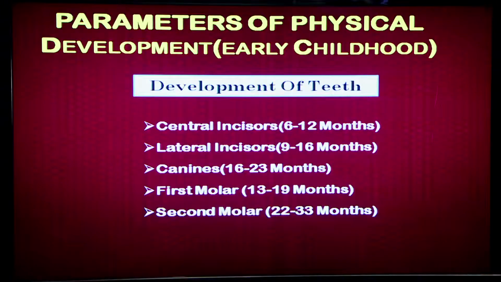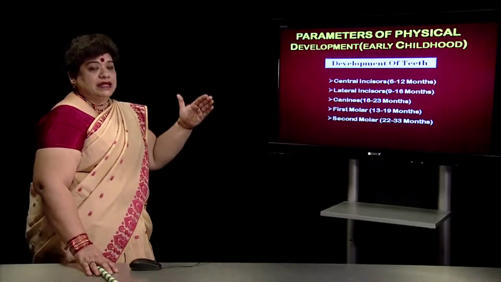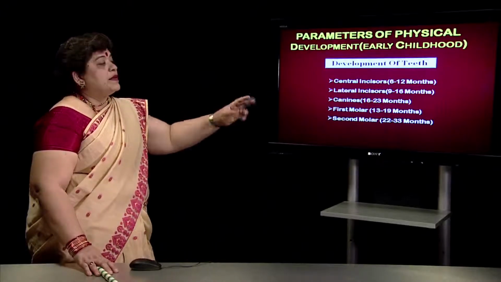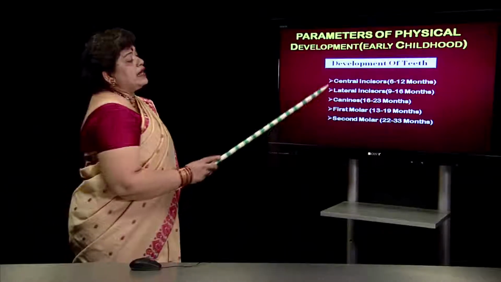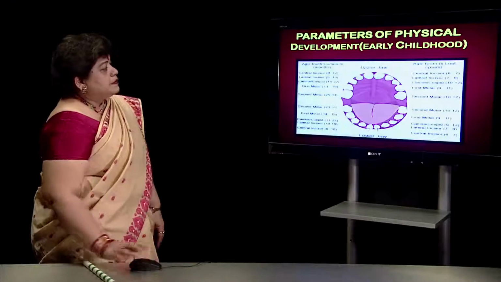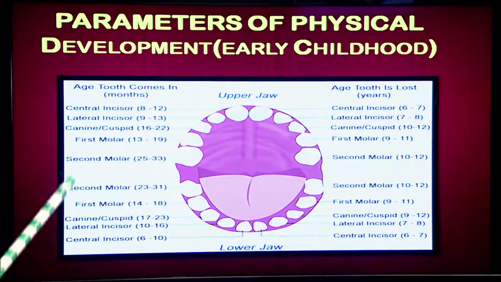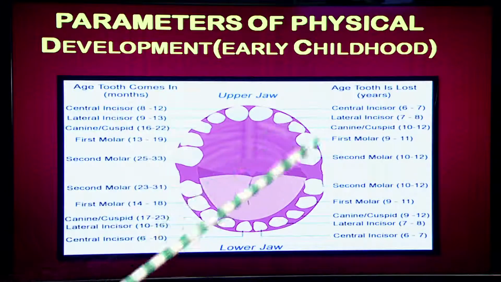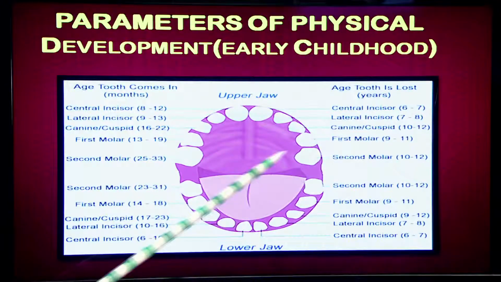If you remember, there was one of the principles that the development will always happen in a step by step manner. No one step is going to get overlapped. This is the order in which the teeth will erupt, that is from central incisors to lateral incisors to canines to first molar and to second molars. This is the detailed picture of the teeth that we see. In the upper jaw, you will find central incisor and lateral incisor, canine and first molar, and the second molar, and similarly you have in the lower jaw.